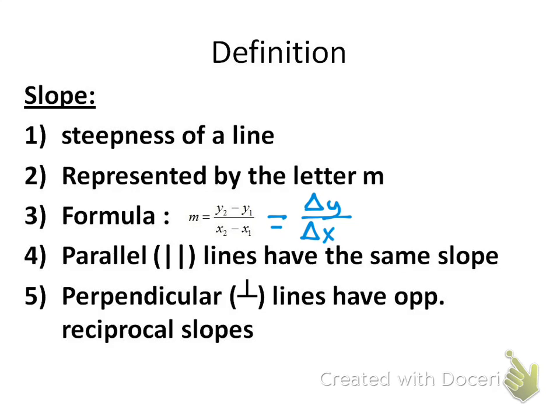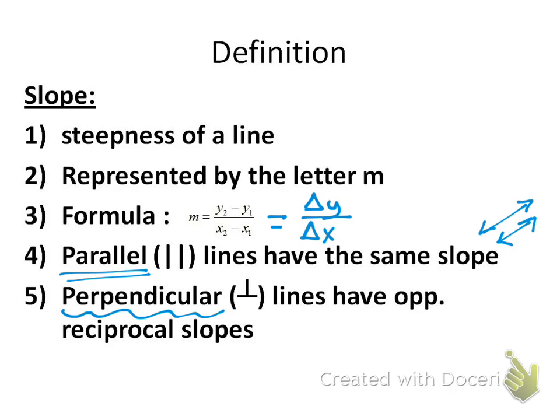So the first three are just basically general information about slope. 4 and 5 get a little more specific. So parallel lines, those are lines that go on forever and never intersect. They have the exact same slope. So they have the same steepness. They look like this. They will never touch. They have the same slope. I'm sure you did a lot with those in geometry.